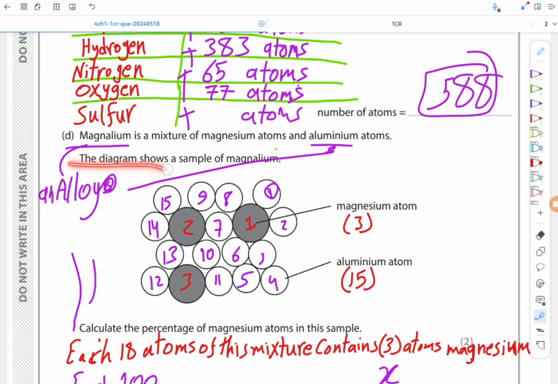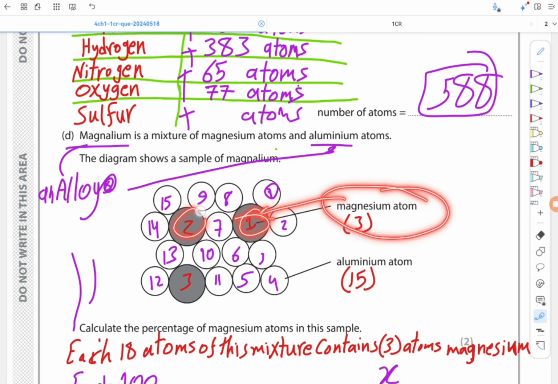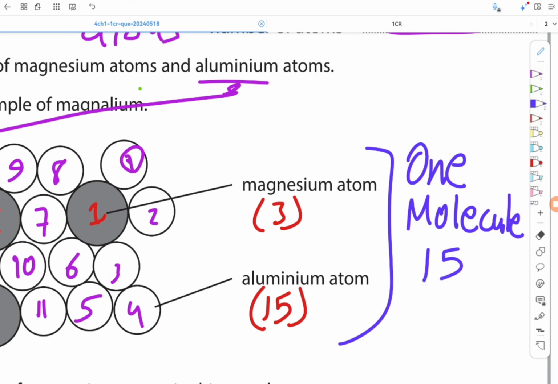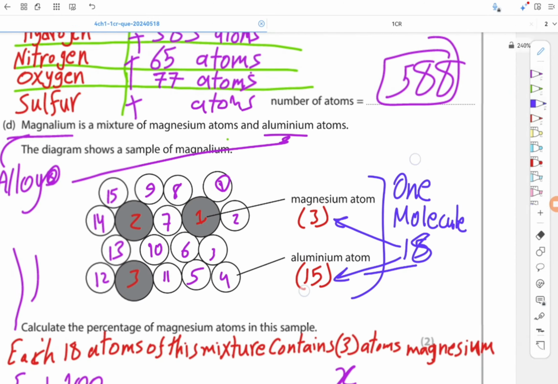So the diagram shows the sample of magnesium here. Those are the magnesium atoms in gray. We have 1, 2, 3. And we have aluminum in white. All of these are aluminum. So the sample is made up of 18 atoms. 15 of them are aluminum and 3 of them are magnesium.